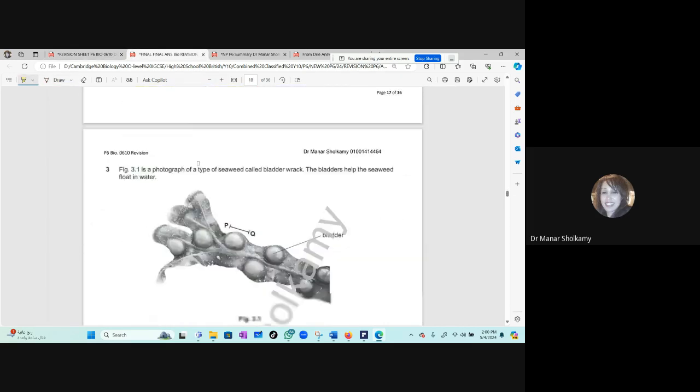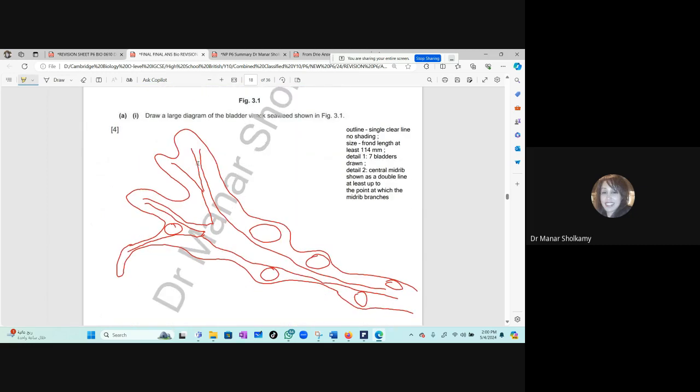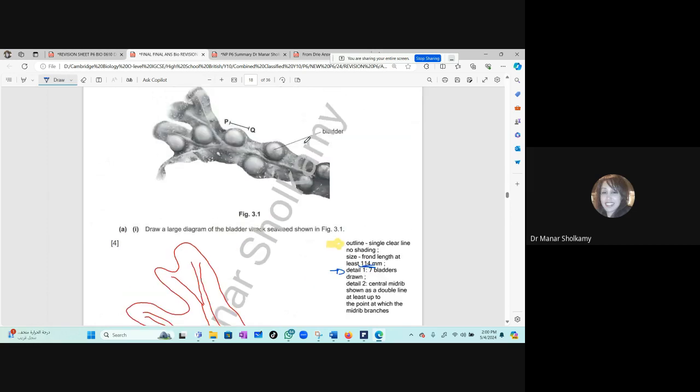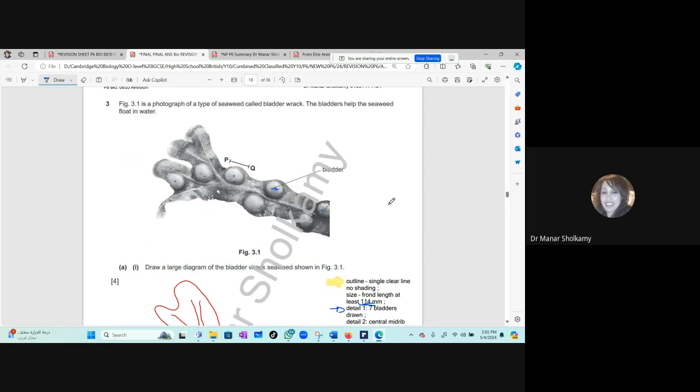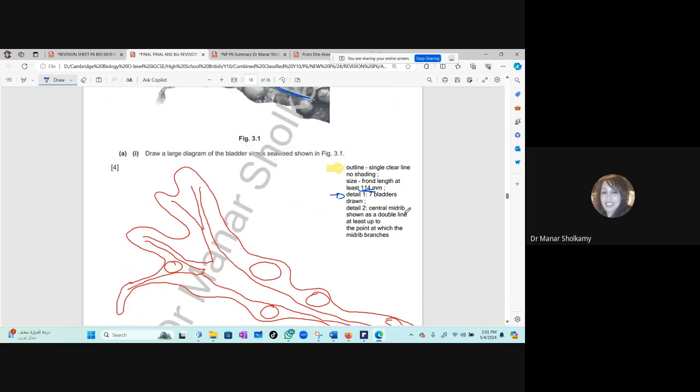Now, let's look at the mark scheme to show you what they want: the outline to be clear, no lining, the size at least 114, double the size. Details: look at the details, this is important. 1 to 6 bladders. These are the bladders. You count how many circles you have. 1, 2, 3, 4, 5, 6, 7. So at least seven bladders drawn. Detail 2, central midrib. You have a midrib here and a midrib here and a midrib here. So even this should be clear. Good. Central midrib shown as a double line.